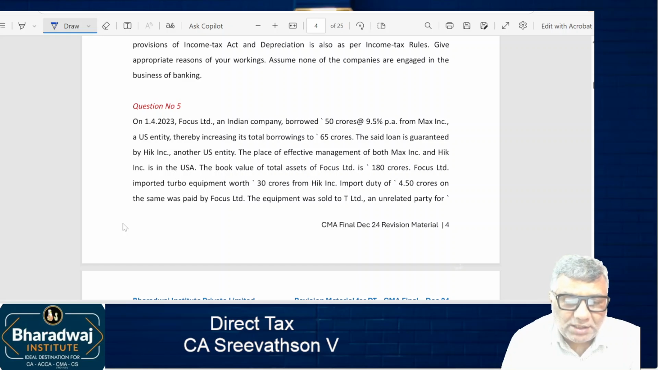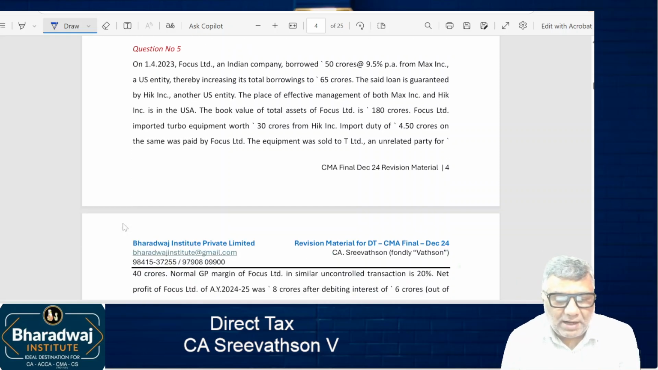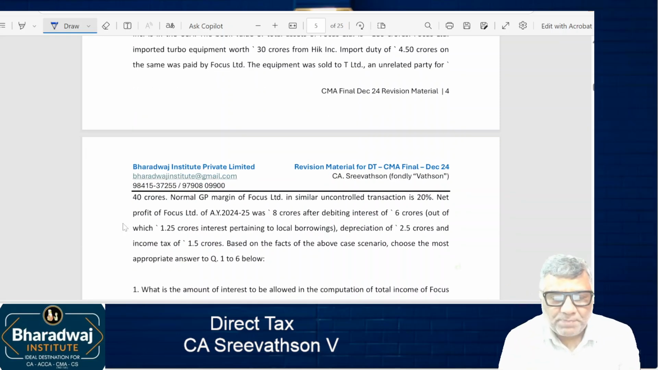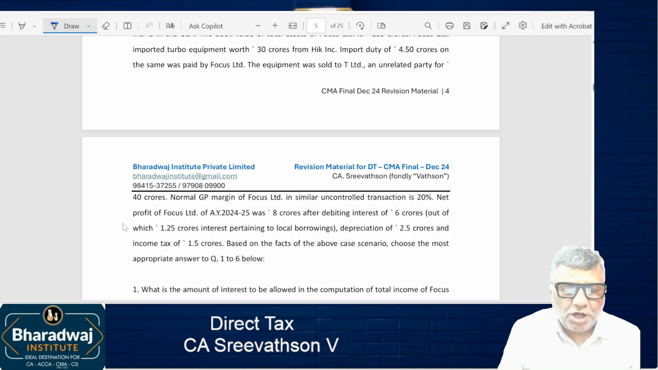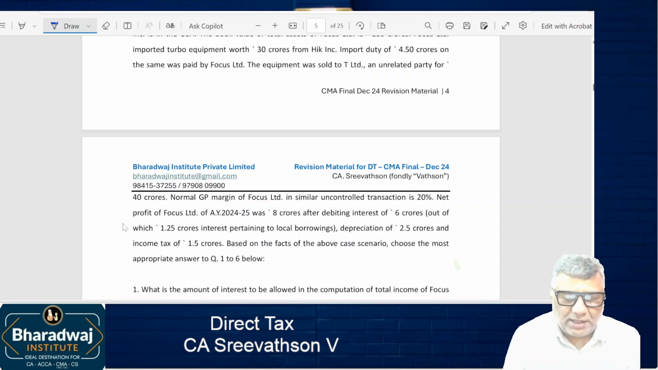Focus Limited imported turbo equipment worth 30 crores from HIC Incorporation. Import duty of 4.50 crores on the same was paid by Focus Limited. The equipment was sold to T Limited, an unrelated party, for 40 crores. Normal GP margin for Focus Limited in a similar uncontrolled transaction is 20%. Net profit of Focus Limited was 8 crores after debiting interest of 5 crores, out of which 1.25 is for local borrowing, which means 3.75 is for the other one, depreciation and income tax.